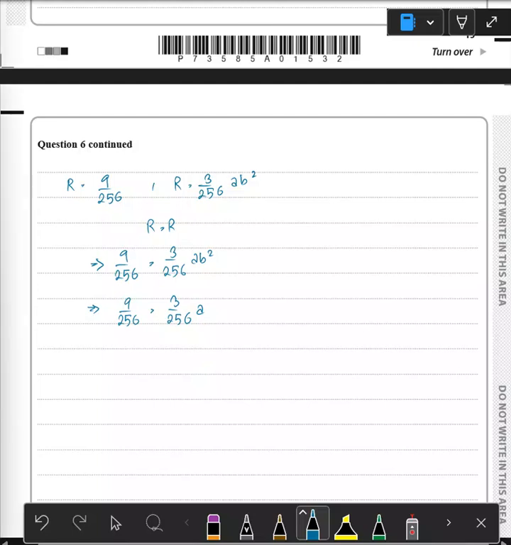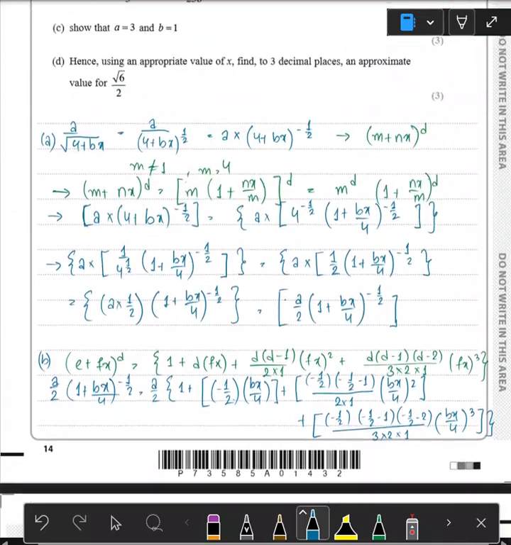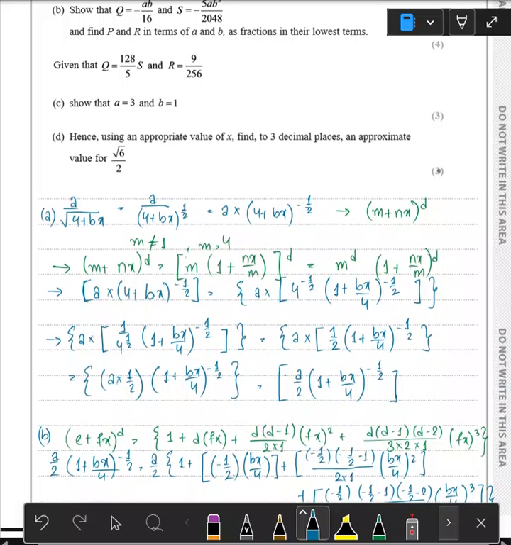So we can just write 9 by 256 equals to 3 by 256 into a. And this 256 gets cancelled. Now we are left with 3a is equals to 9 and a is equals to 9 by 3, which is just 3. So we got the value of a to be 3 and b to be 1 as asked by the question.